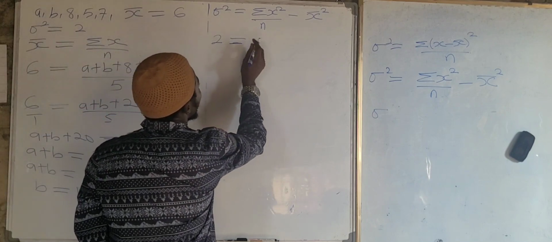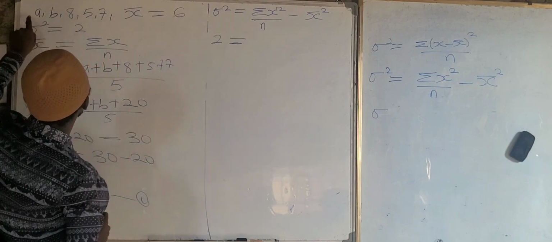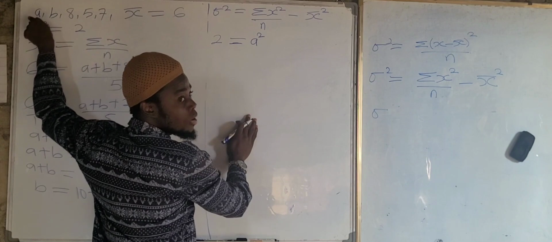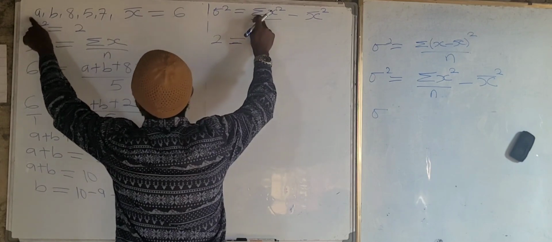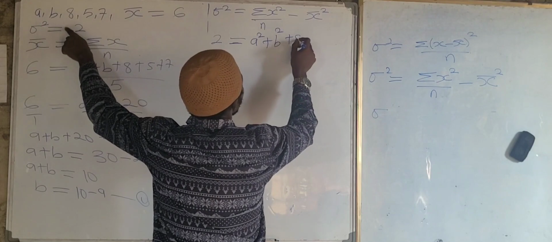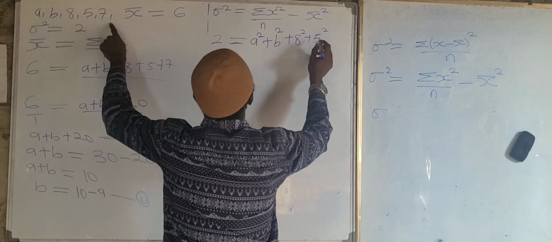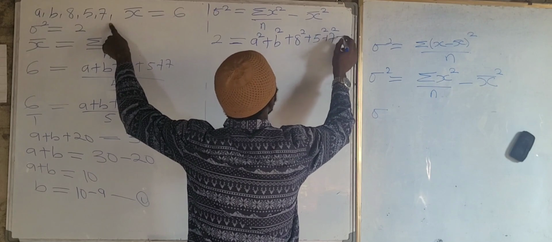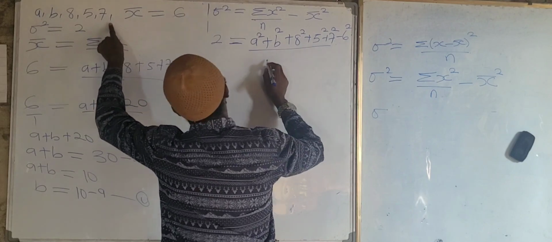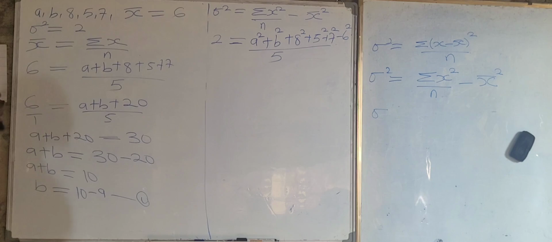Now we have sigma squared equal to summation of x squared. That means this sign tells you that we are to add, eh? Yes, sir. So what are the values that we have? A, but here we can say a squared, plus, because of the sign, next we have b squared plus, next 8 squared plus, next 5 squared, and next 7 squared minus 6 squared, because the mean here is 6, right? All over n. What is n now? n is 5. Are we okay with this one? Yes, sir. So let's go.